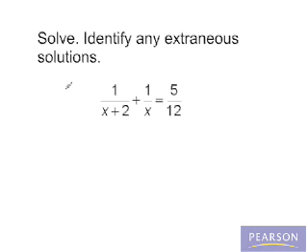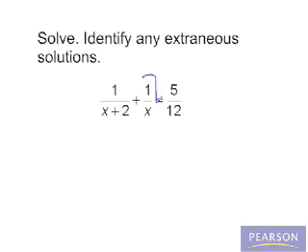Solve. Identify any extraneous solutions. We have the equation 1 over x plus 2 plus 1 over x equals 5/12. And we have a rational equation here, so we want to multiply both sides of the equation by a common denominator. Our lowest common denominator will be 12x times x plus 2.